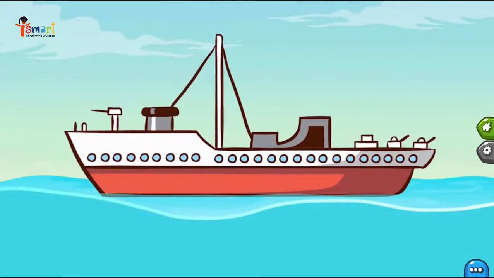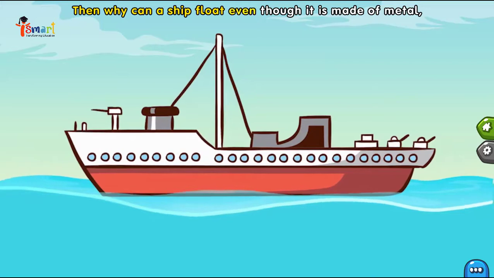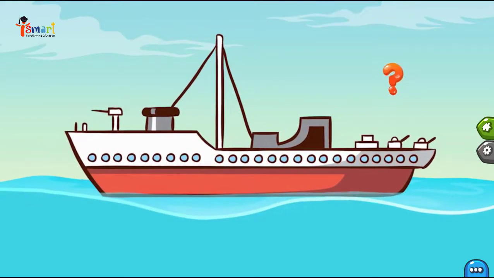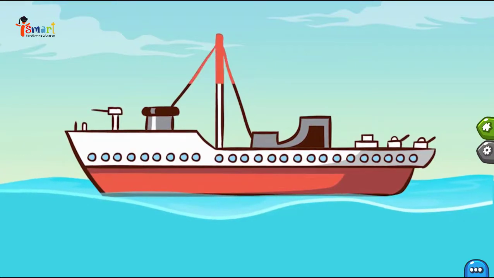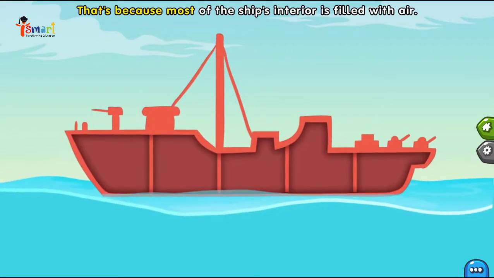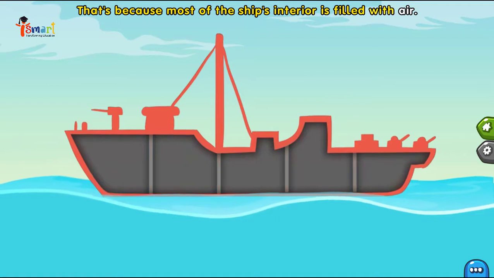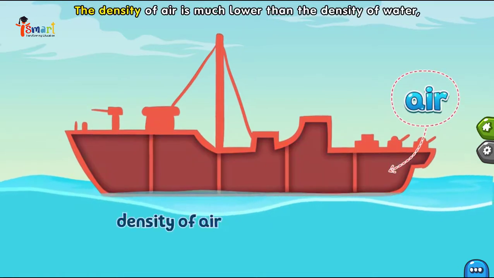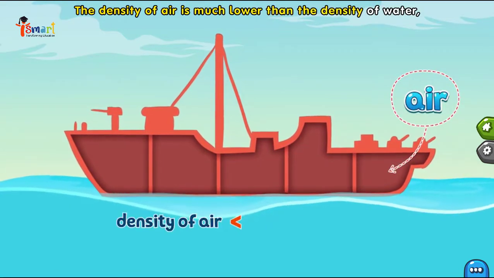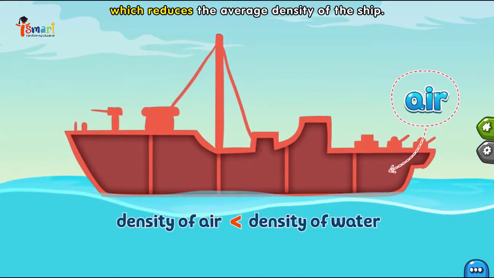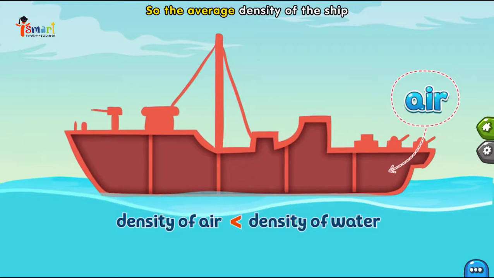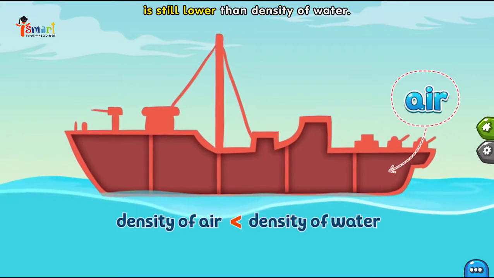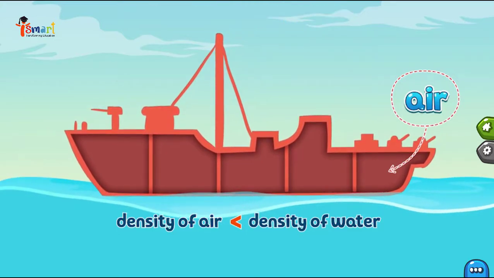Hang on, then why can a ship float even though it is made of metal, which has a higher density than water? That's because most of the ship's interior is filled with air. The density of air is much lower than the density of water, which reduces the average density of the ship. So the average density of the ship is still lower than the density of water.